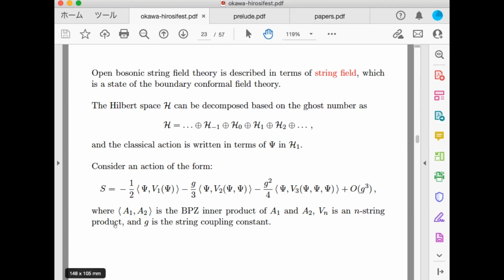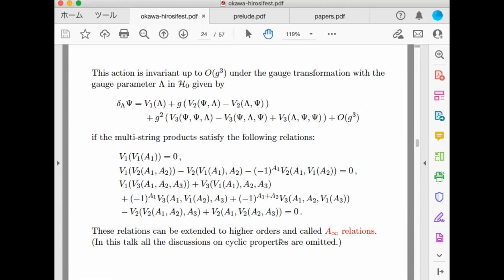So if we use the inner product, also the star product, this action is invariant up to order g cubed under the gauge transformation with this kind of parameter in the ghost number zero sector.